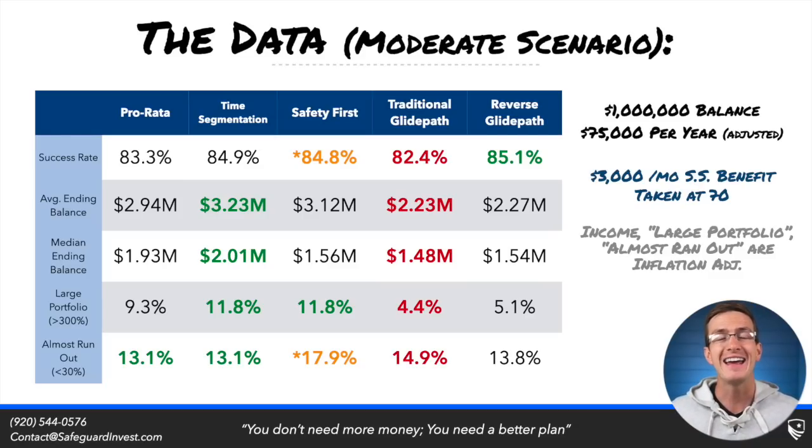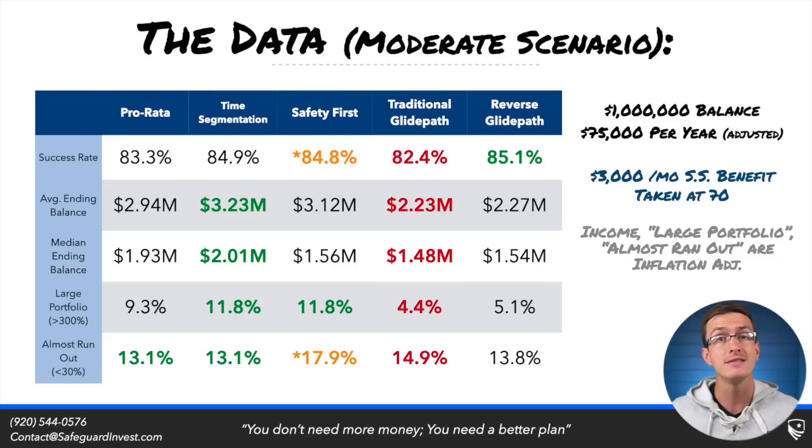But because of this, I highlight in red the worst distribution strategy in each category and then highlight the best in green. First, we see that the reverse glide path of starting with extra safety at the start of retirement and then growing our equity allocation as we age gives us the best success probability. And this is going to be a recurring theme. Time segmentation and safety first are close behind. Probability of success, however, is only one variable.